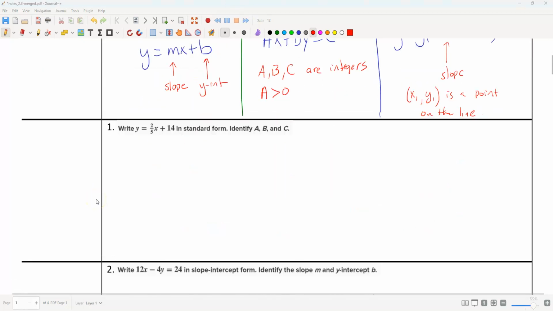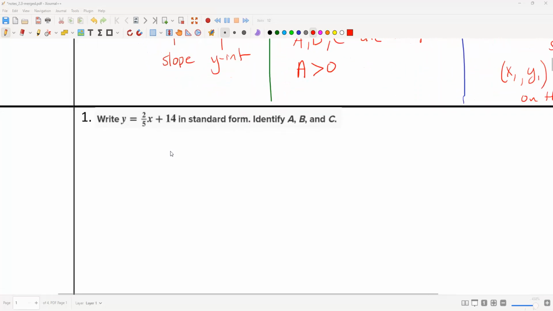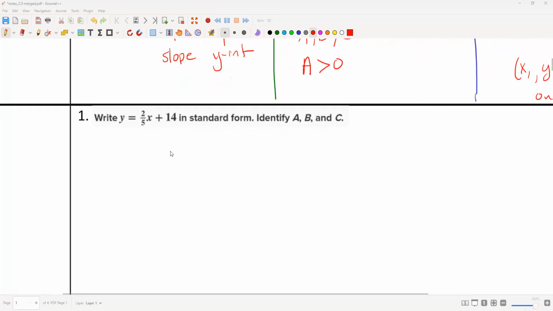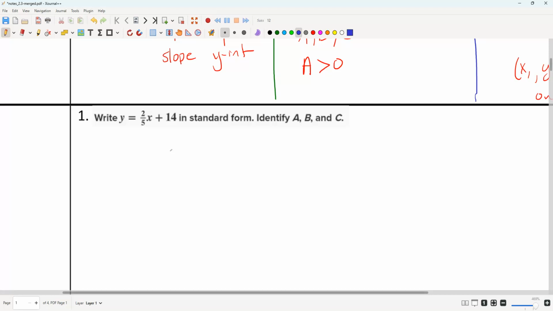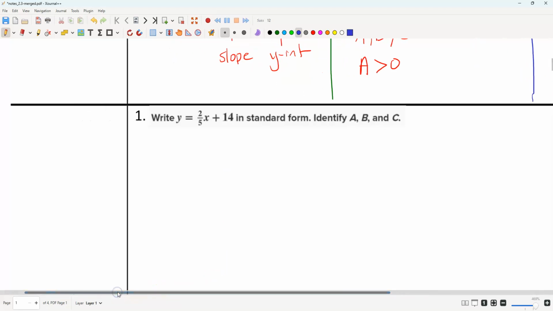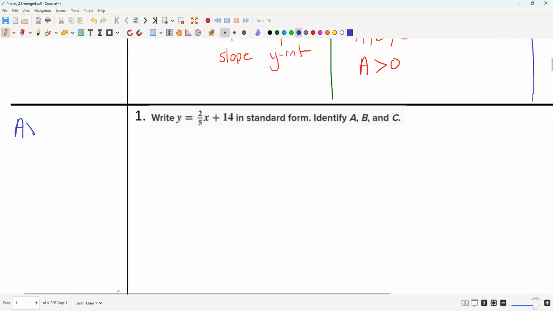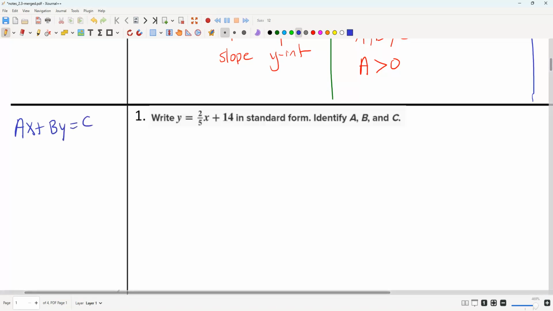Let's look at example 1, which is in standard form. It says write y equals 2/5 x plus 14 in standard form. Currently this equation is in slope-intercept form. You can see we have mx plus b, and we want to get it into standard form. Standard form, again, looks like this: ax plus by equals c. So we want to take this form and make it look like this. So how do we do that?